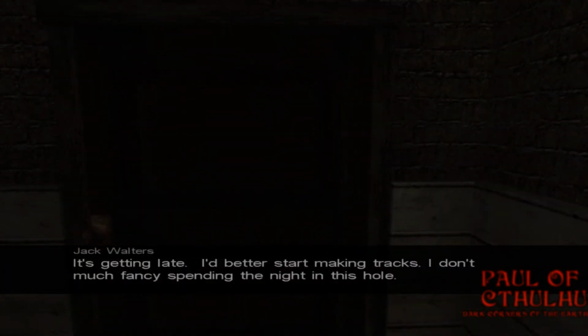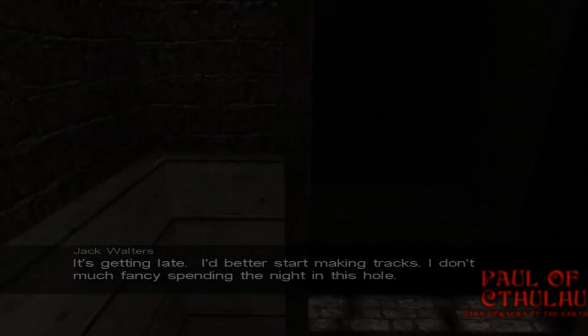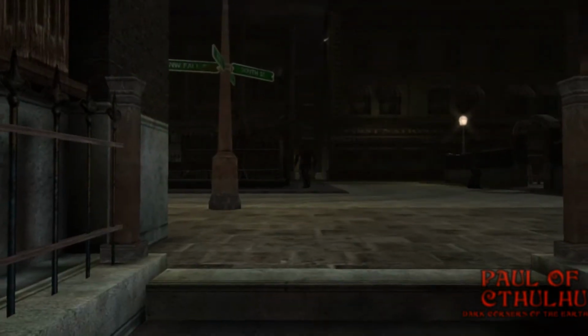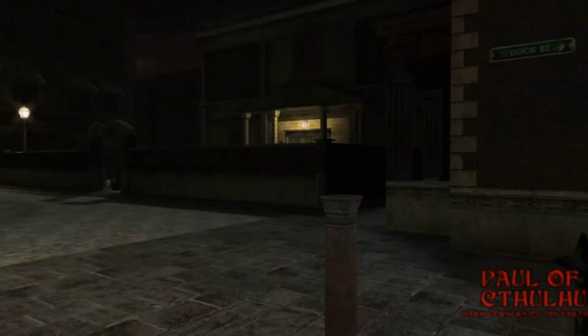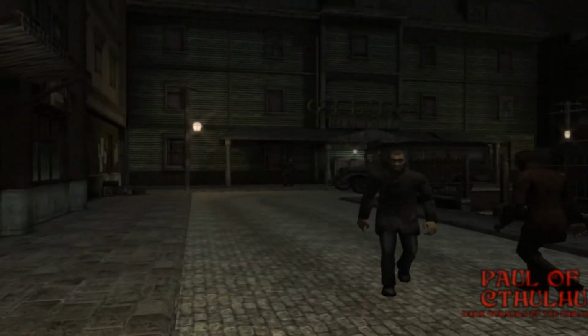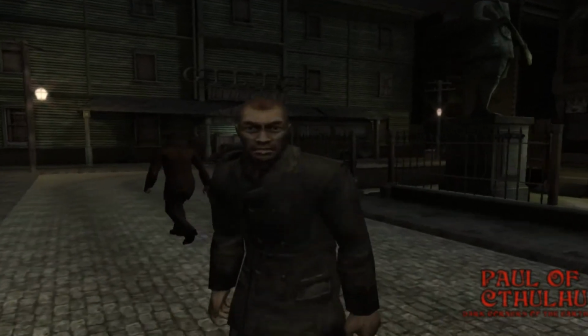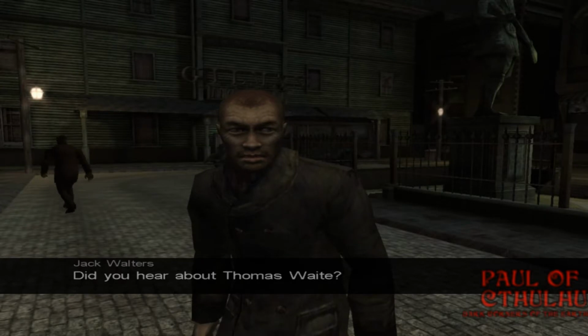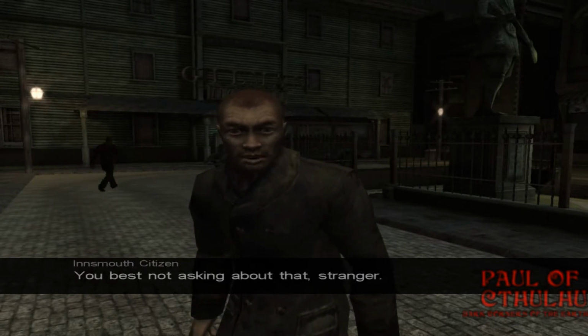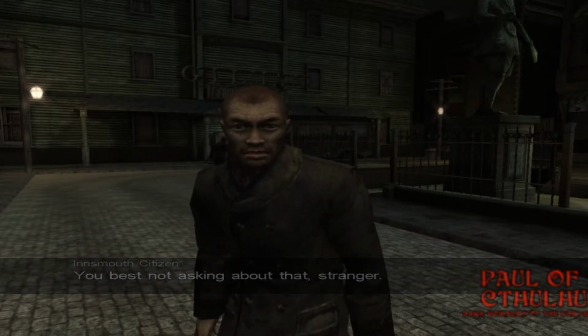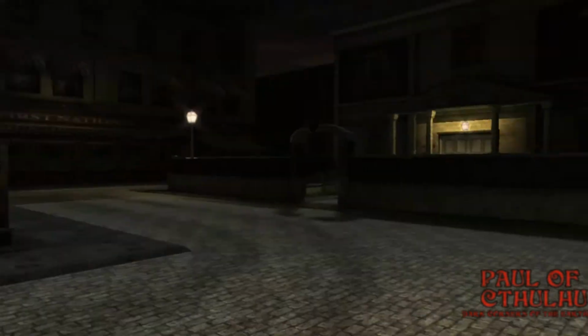I better start making tracks. I don't want Fancy spending the night in this hole. You say that. But where's the bus gone? There's Mr. Bus. Hello, you. Did you hear about Thomas Waits? You best not be asking about that, stranger. I say we go talk to the bus driver.